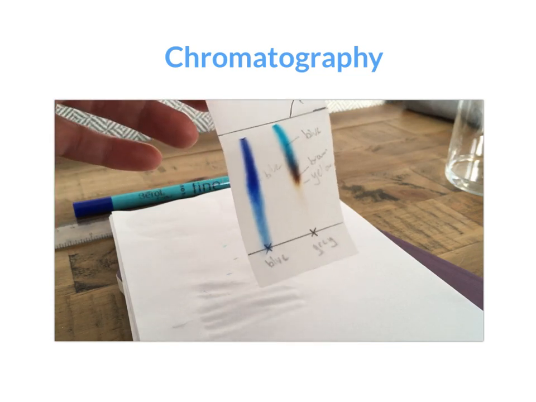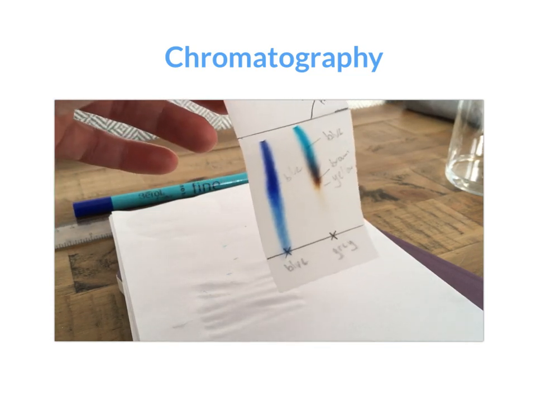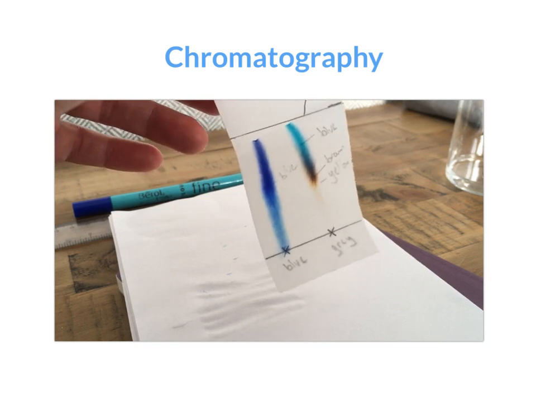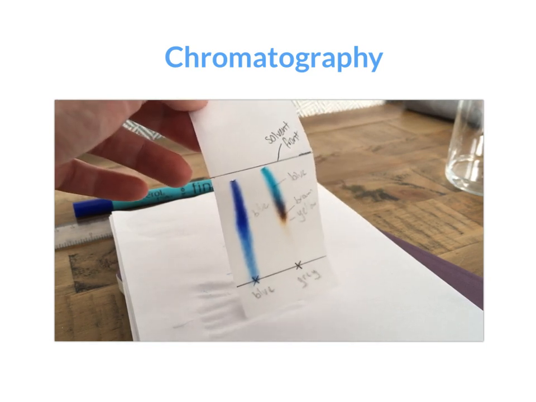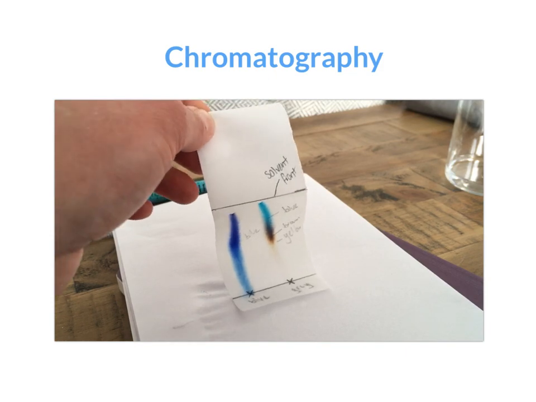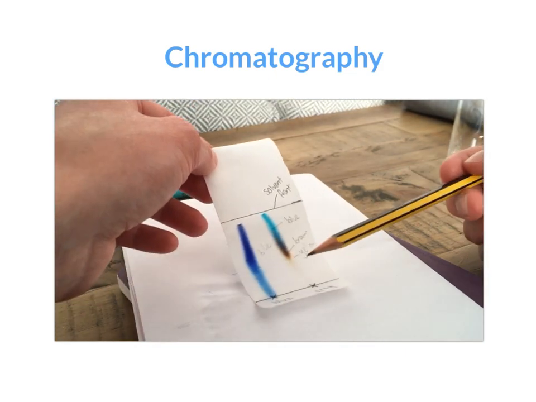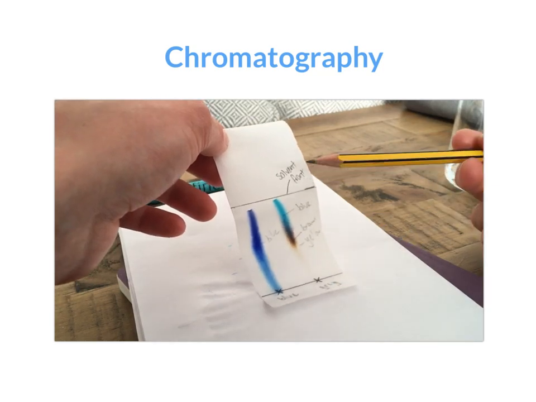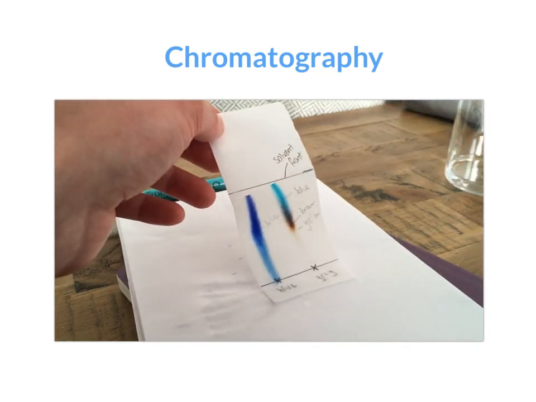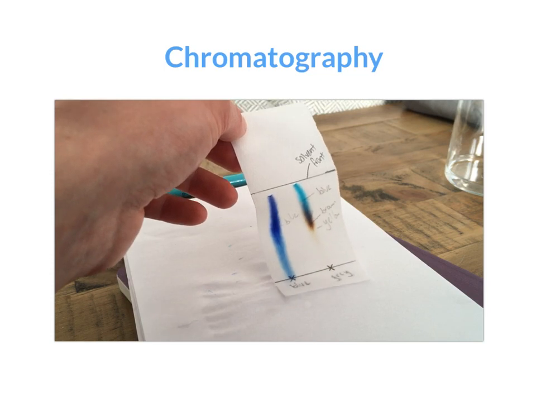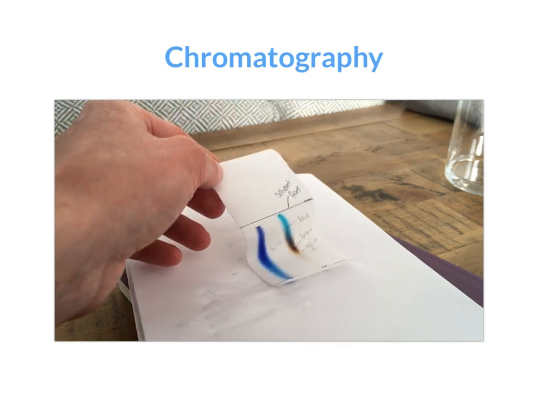Now it's important that you mark the solvent front when you take it out, because this water will dry and then it's impossible to see where the water got to. And what we can do is calculate our RF values, and that's simply a comparison of how far has my spot got to in comparison to how far the solvent front has got to. And we will look through that now.